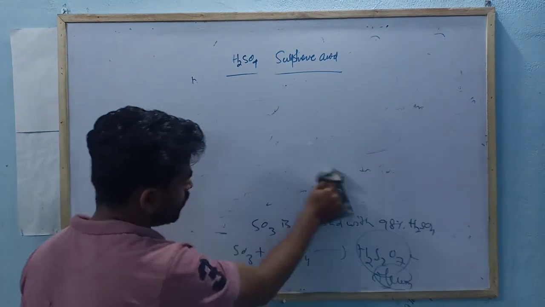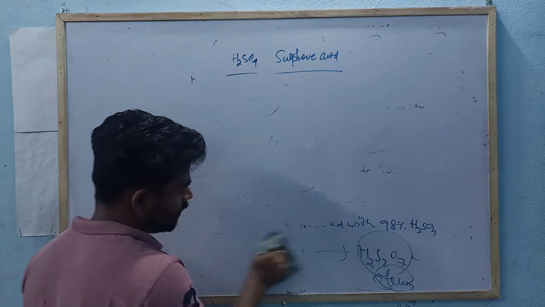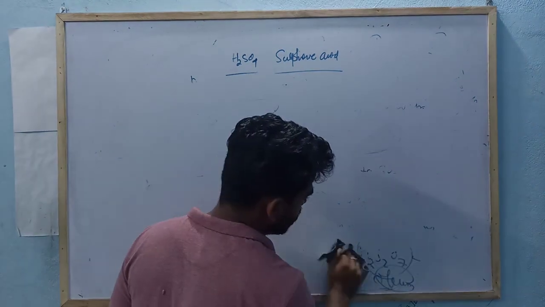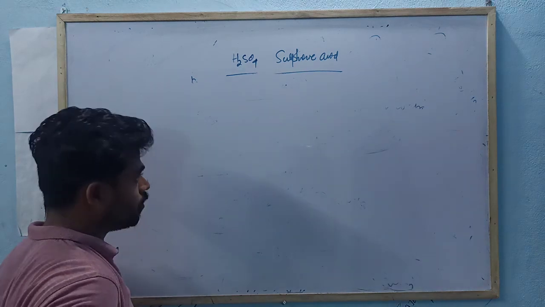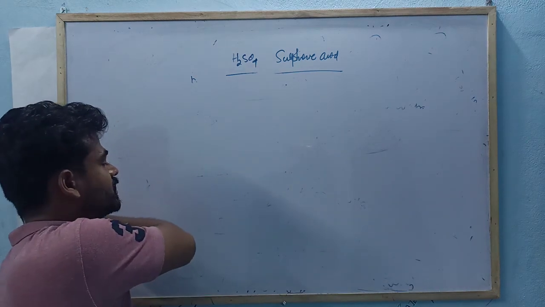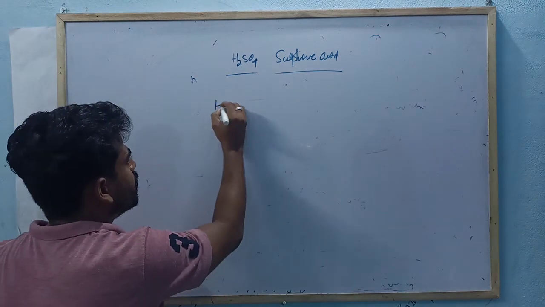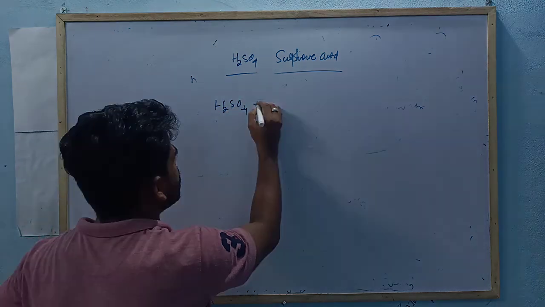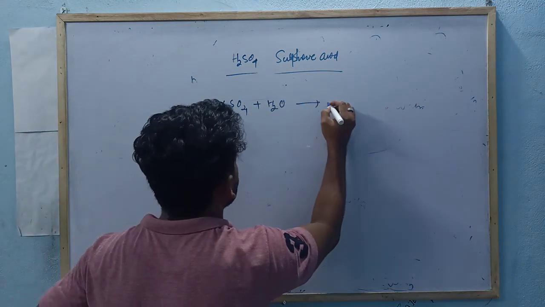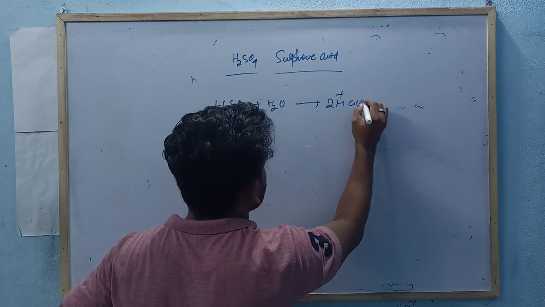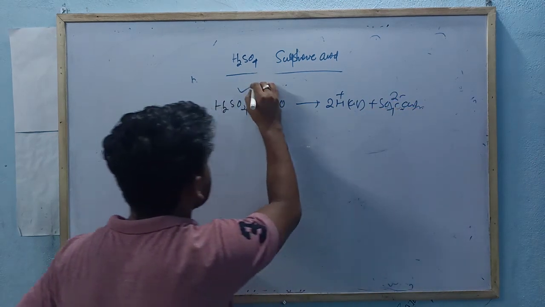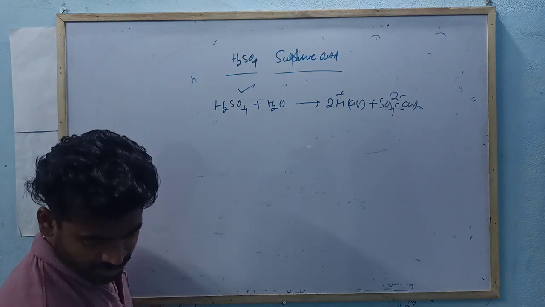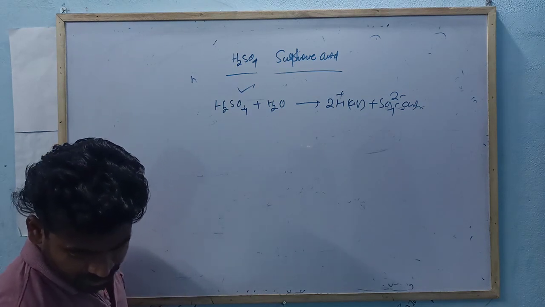Next, sulfuric acid is an acid because whenever it is dissolved in water, it furnishes H plus ions. H2SO4 is a dibasic acid. H2SO4 dissolves in water to give 2H plus aqueous plus SO4 2 minus aqueous. So this explains its acidic nature.